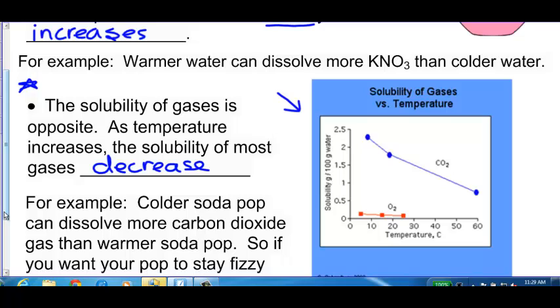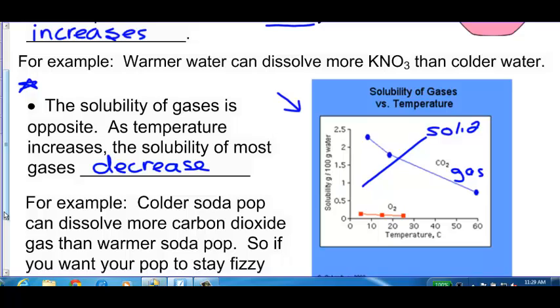Solid curves would look like this. This would be a solid. Okay? As it gets hotter, you dissolve more. But gas curves, as you can see, go down. The hotter it is, the less you can dissolve. Okay? That's a very important concept with global warming.